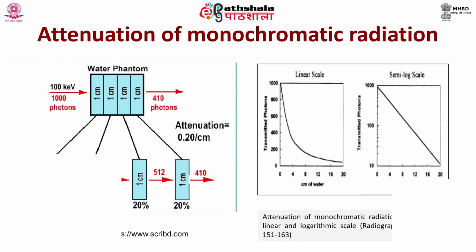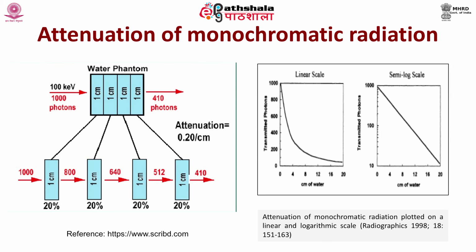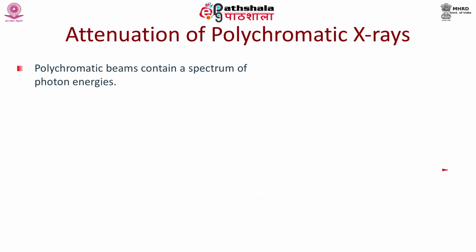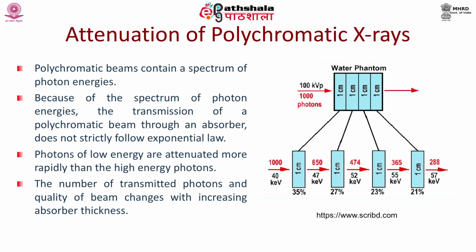This particular slide explains how the monochromatic radiation is attenuated. Monochromatic radiation is attenuated exponentially. So from each particular thickness of the slab, a fixed percentage of photons are removed, and finally we get the transmitted photons, and we can see that the attenuation is exponential in nature by seeing the exponential nature of the curve on the screen.